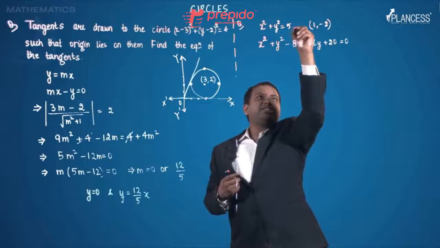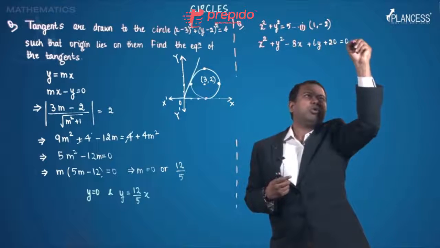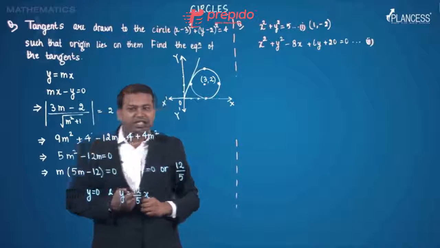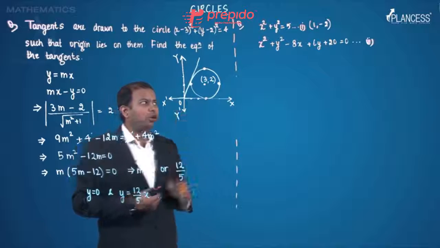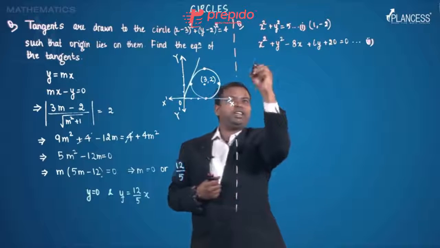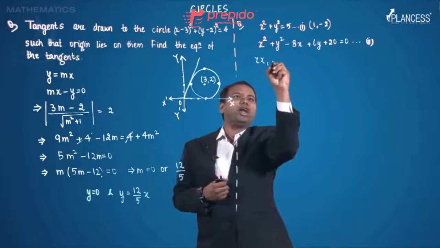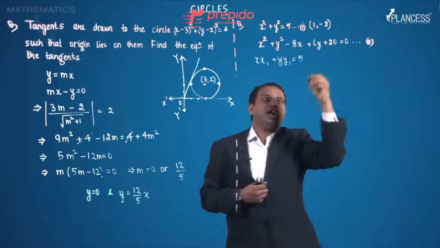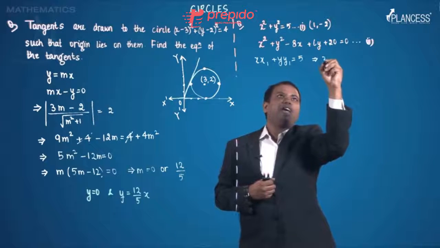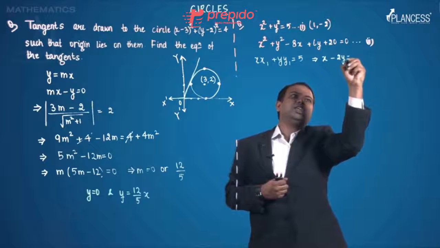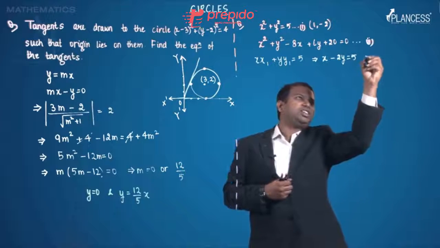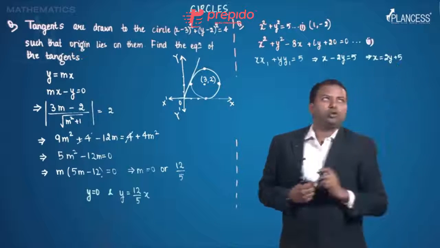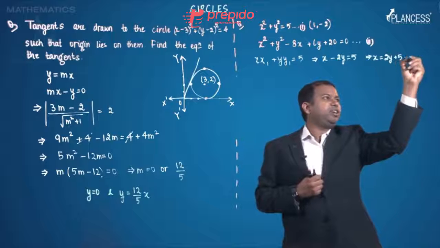So, let me just number these two equations, number 1 and number 2. Now, clearly if a tangent is drawn at 1 comma minus 2 on circle 1, the equation is straight away, if you remember the formula, x(x1) plus y(y1) equal to a square, which is 5. Now, substituting the values, we have x minus 2y is equal to 5, which can be rearranged and written as x is equal to 2y plus 5. So, this is, let us say, our equation number 3.